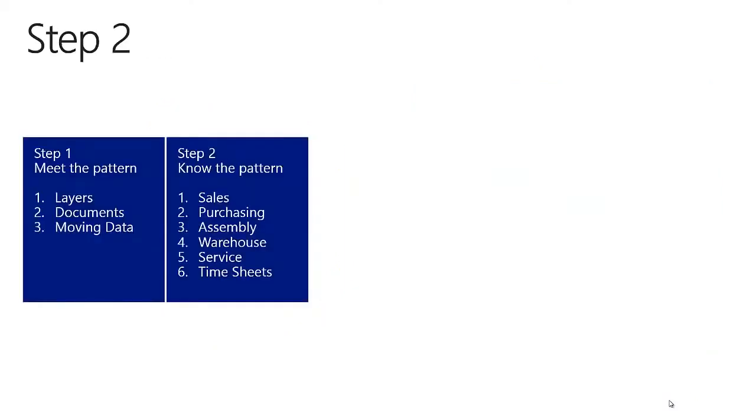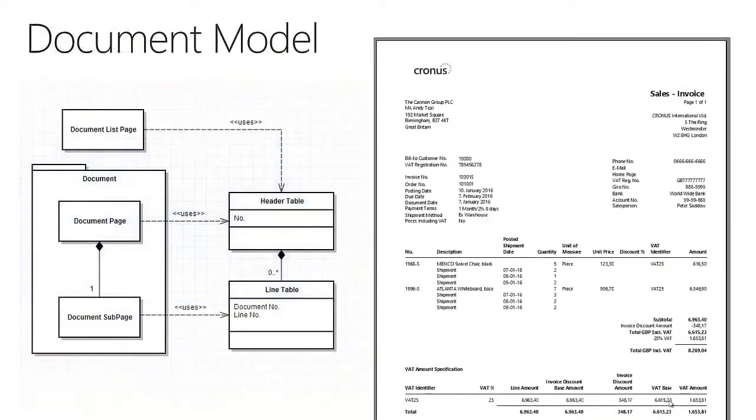Let's have a look at how this works from a technical perspective. Documents typically have a structure of header and lines. This is very recognizable from the paper documents, where you have address information and things like dates and bank information on the header and multiple lines with items or other master data.